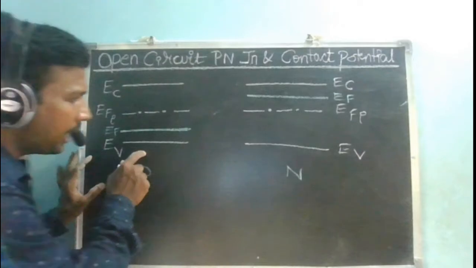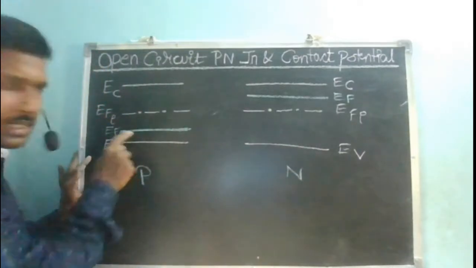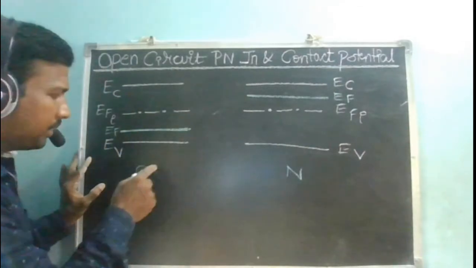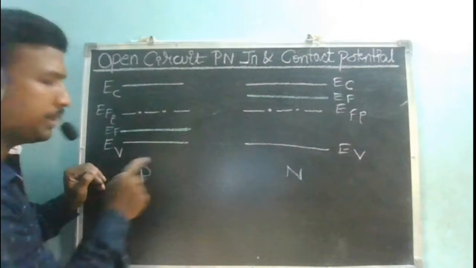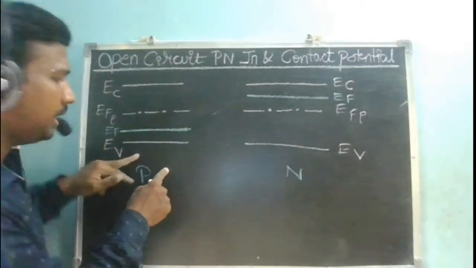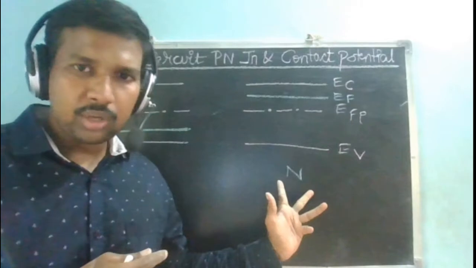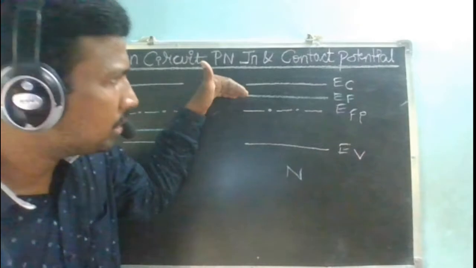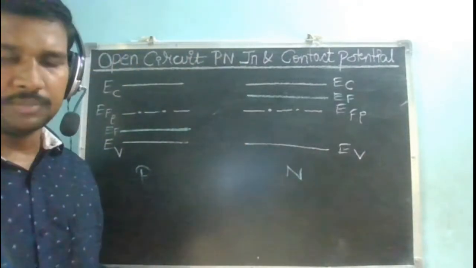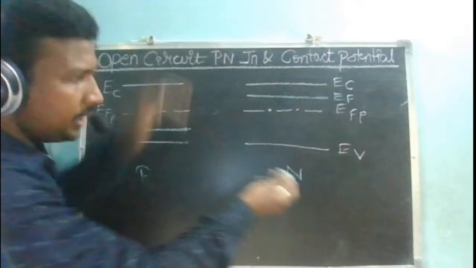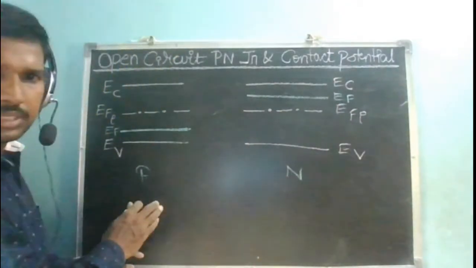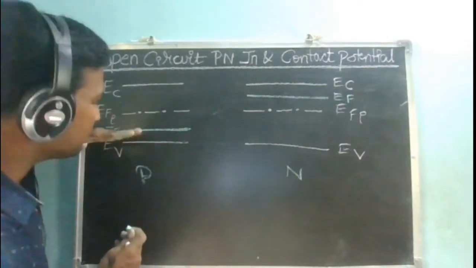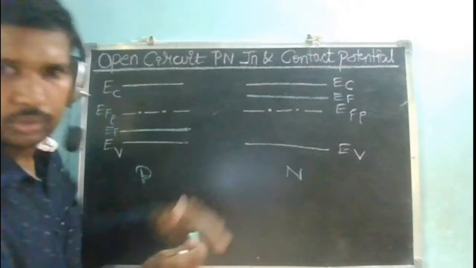When holes are moving away from the P side, what do you say about this Fermi energy level? Will it move towards EV or away from EV? Away from EV. That means as holes move away from this P side, this EF is going to move away from the EV. As electrons in the N side move away from the N side onto the P side, will your EF move towards EC or away from EC? Away from the EC. That means because of the electrons in the N side moving onto the P side, and the holes in the P side moving onto the N side, this EF is moving downwards.